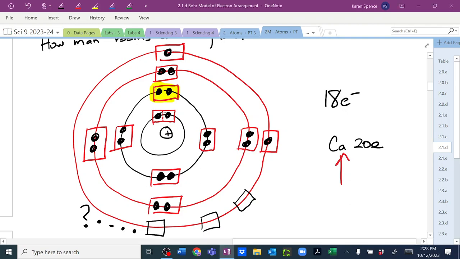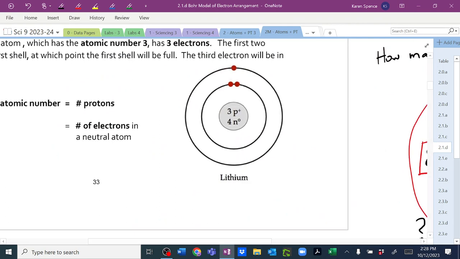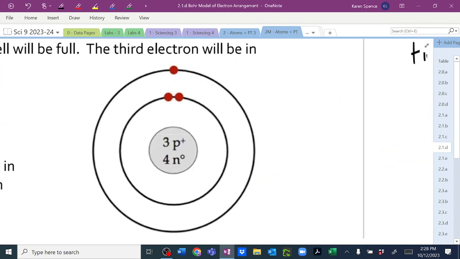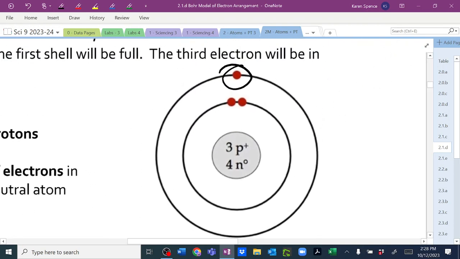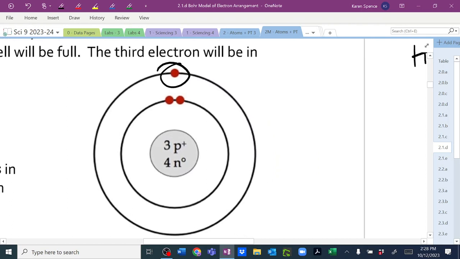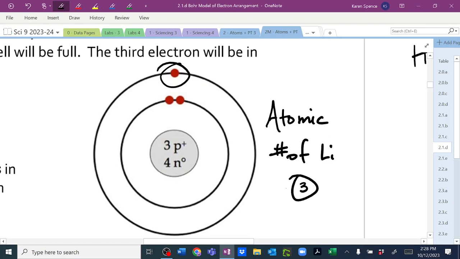All right. So let's take a look at, so here's lithium. You'll notice we have 1, 2, and then the third one goes on the second shell. This is page 33. And tell me the atomic number of lithium. How do you know it's 3? Because there are 3 protons. You could also look it up on the periodic table.